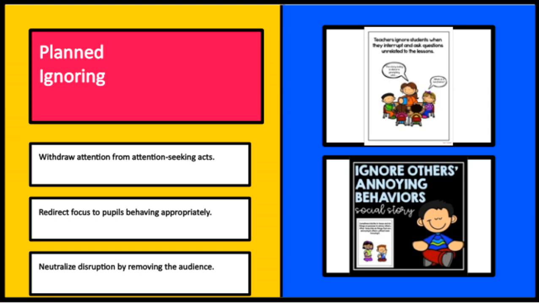Overall, these strategies, removing audience, redirecting focus, and planned ignoring, are about managing disruptions without escalating the situation. They help maintain a positive learning environment by subtly guiding attention back to what truly matters, learning and appropriate behavior.